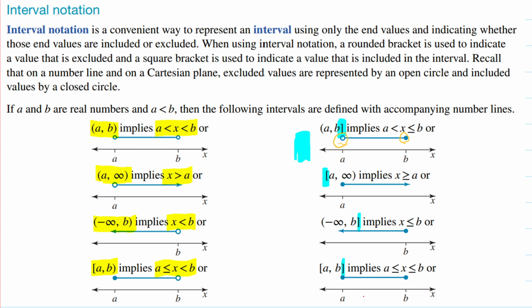Lastly, after every infinity symbol, regardless of whether it's on the left or the right, it is always a curved bracket, because you can never include infinity because it is a number that is continually growing or continually decreasing. So it's always a curved bracket after infinity, and when it comes to drawing that on the number line, it's always represented by an arrow indicating that it keeps going and doesn't stop. Okay, so just wanted to clarify that so that we can move forward.